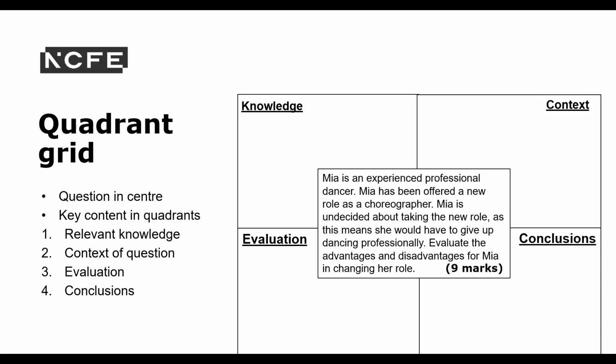in that question. In terms of the subject-specific information, the knowledge and the context, learners can explore knowledge of the specific activities for a dancer and a choreographer. Also, the advantages and disadvantages of taking on a new role. The 3rd and 4th quadrants could look at the evaluation of the benefits to her career and the personal benefits, and then provide a conclusive commentary.